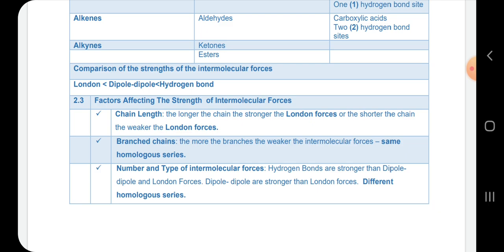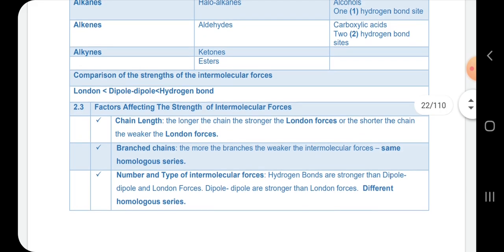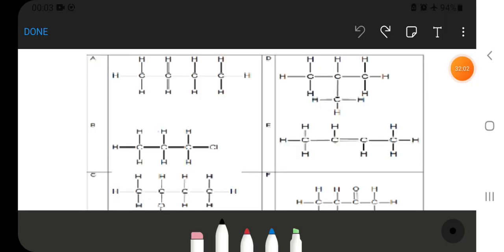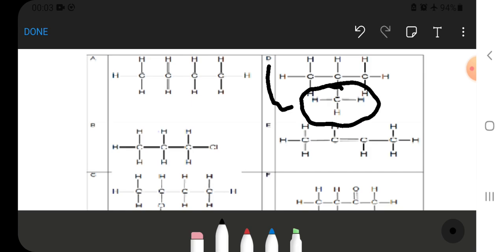Okay, so you see branches when I am drawing. I will try to see if I can find a branch. Let me see. All right, you see on number D, there's a chain of carbons. This one that is going down, this is a branch. So something like this branch is weaker, but this one on the right is stronger. The longer the chain, we have many carbons, so that is stronger.